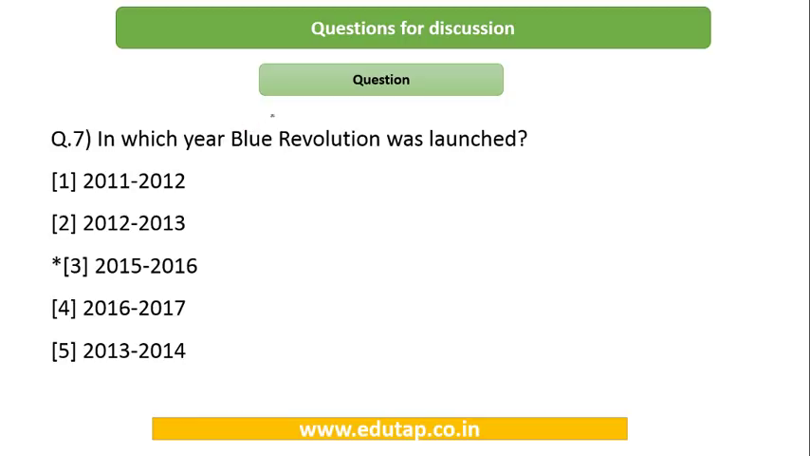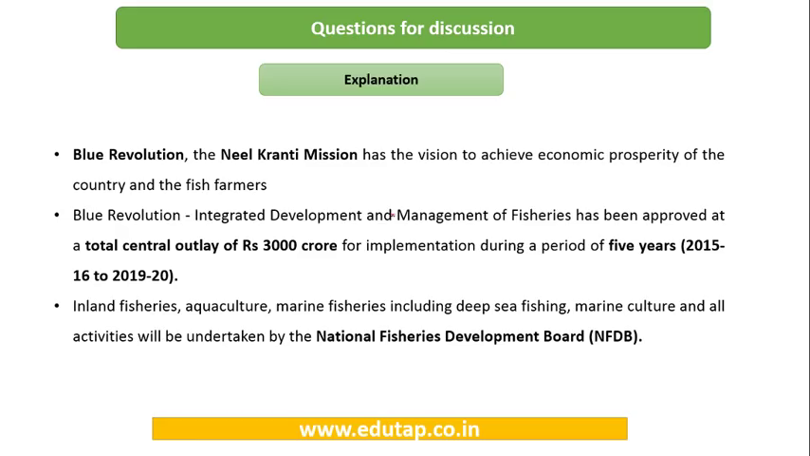Okay, in which year was the Blue Revolution launched? It was launched in the year 2015-16, right? Again important, and it's the Neel Kranti mission. There is a central outlay of nearly rupees 3000 crore for the implementation of the Blue Revolution scheme during a 5-year period from 2015-16 to 2019-20. Keep the outlay in mind, as well as the duration, that is a 5-year process. What is the duration? Keep that in mind.